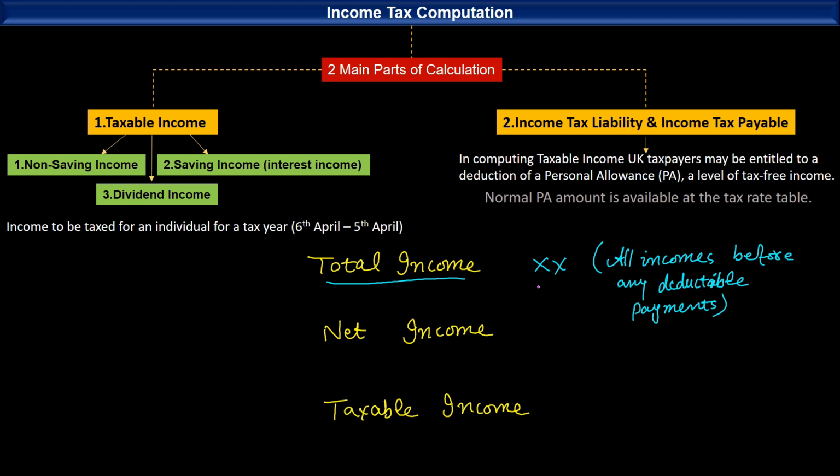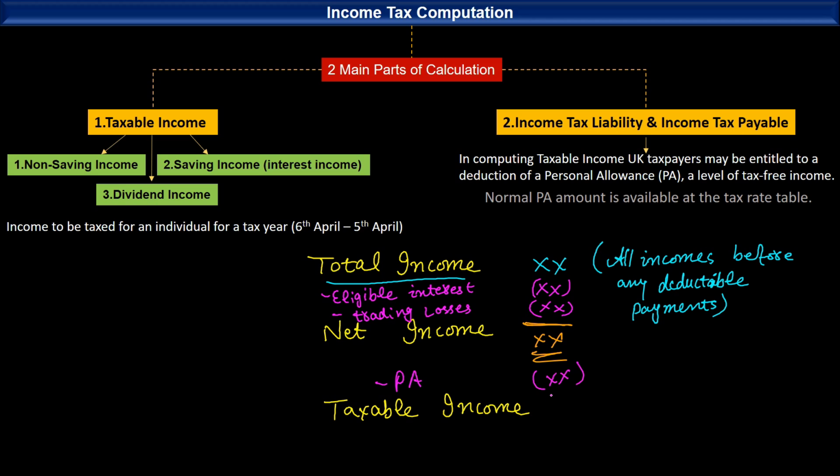From this amount, we may be required to deduct eligible interest and trading losses. Okay, so first of all, here we have eligible interest, and then we have trading losses, which we are deducting from our total income, and that's how we will get our net income. Now, from the net income, we will deduct personal allowance. Okay, and that's how we will finally get our taxable income.